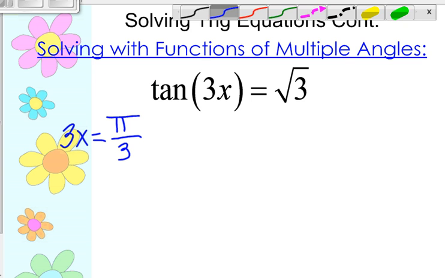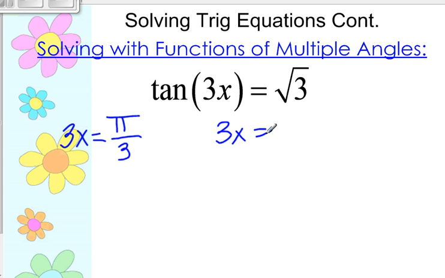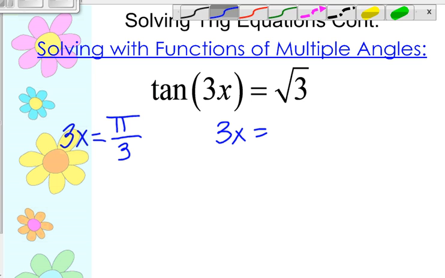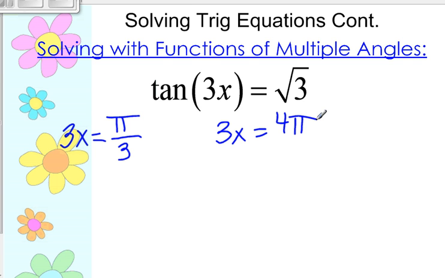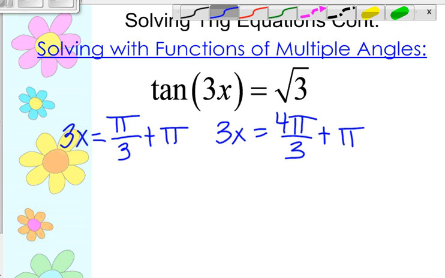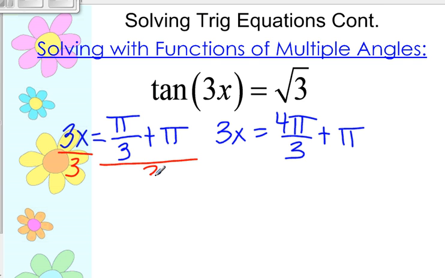And 3x equals 5 pi over 3. Nope, 4 pi over 3, sorry. We need quadrant number 3 there. Okay, and now normally for tangent we add pi, so that's what we're going to do. We're going to add pi. And then we got to divide by the number that is there next to our x. So we're going to divide everything by 3.